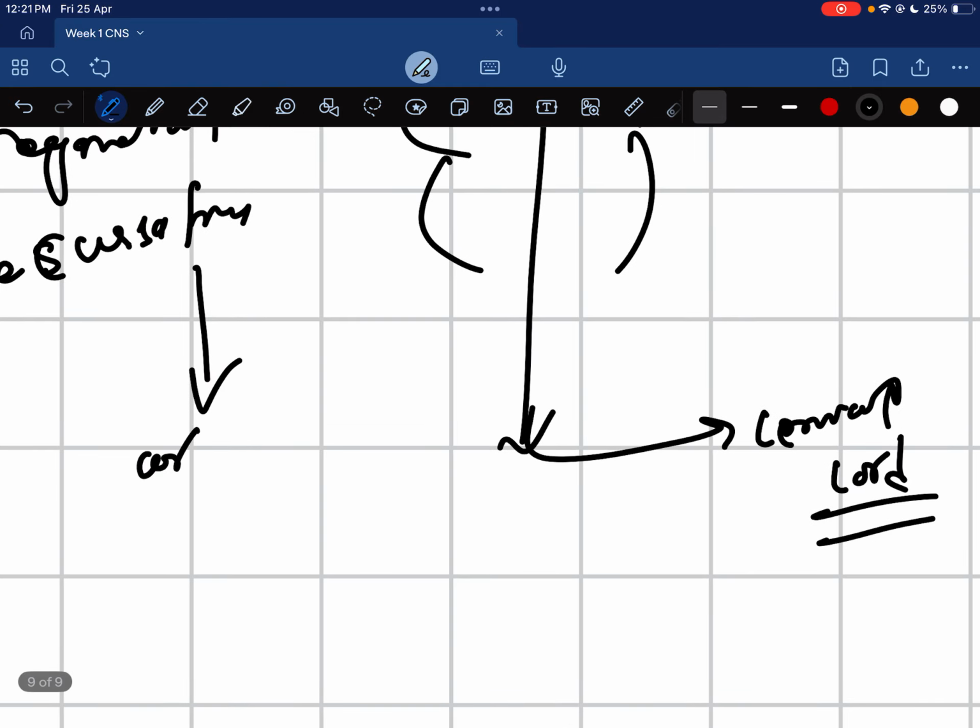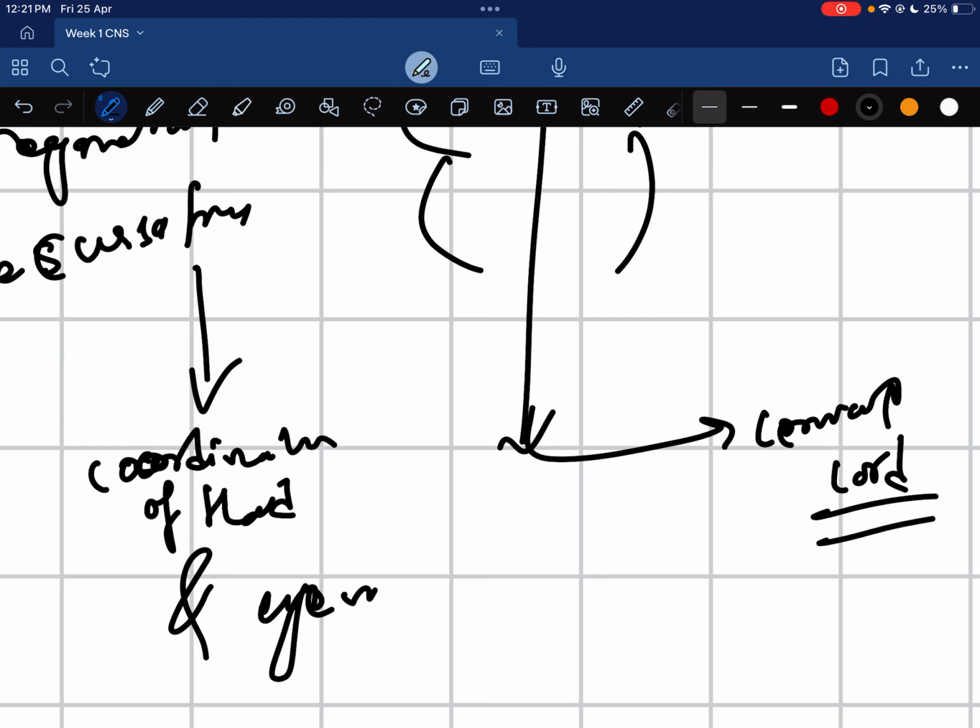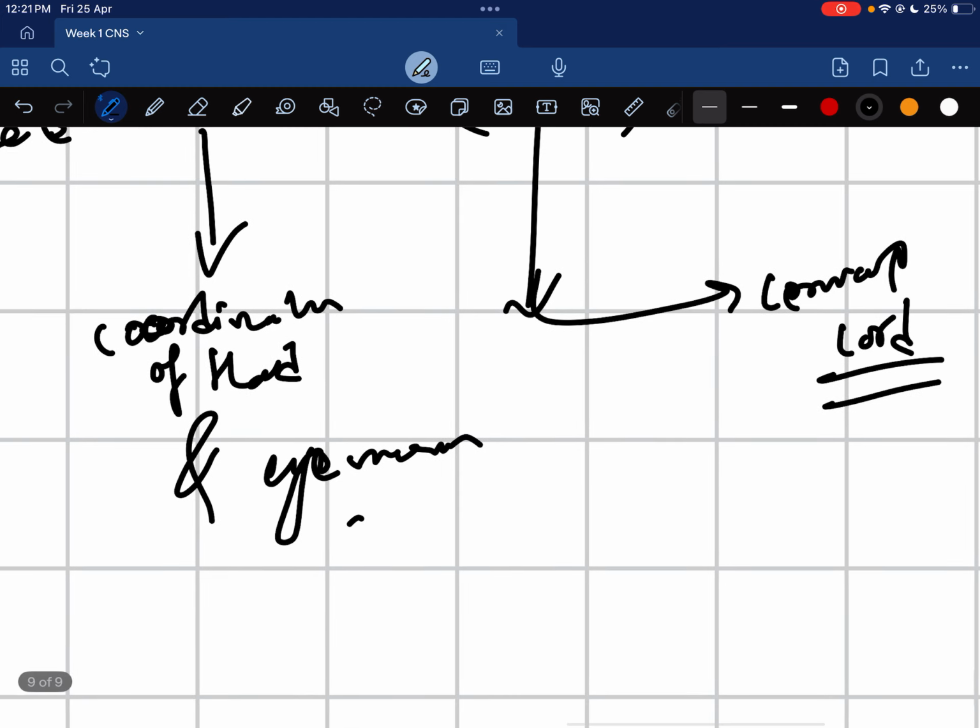Its function is coordination of head and eye movement, uncertain in humans.